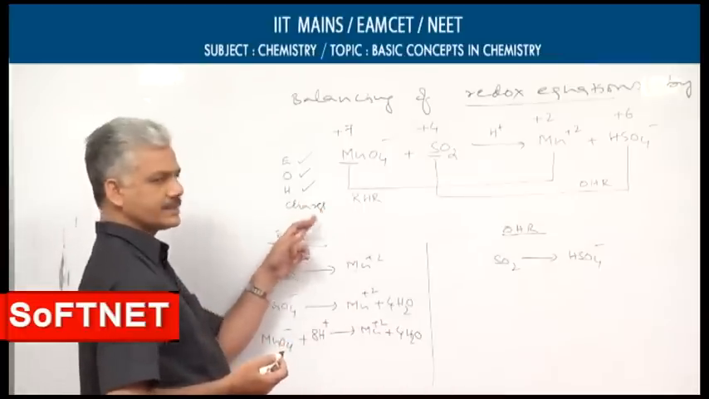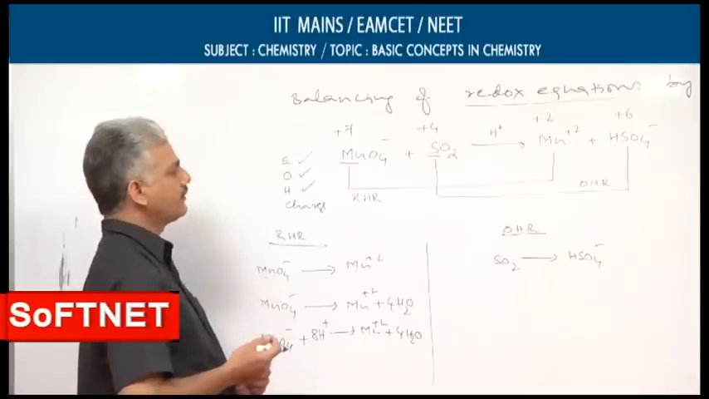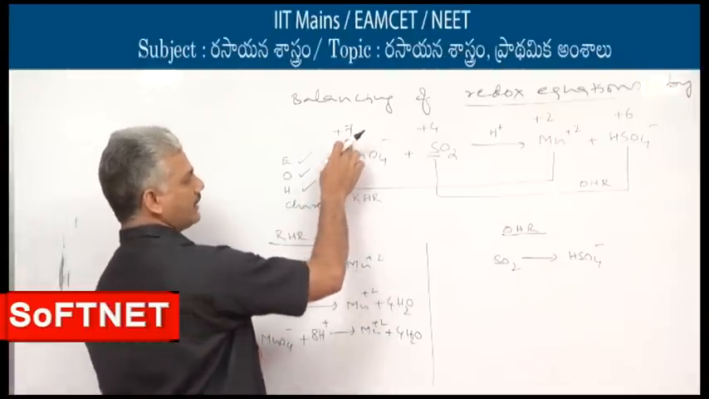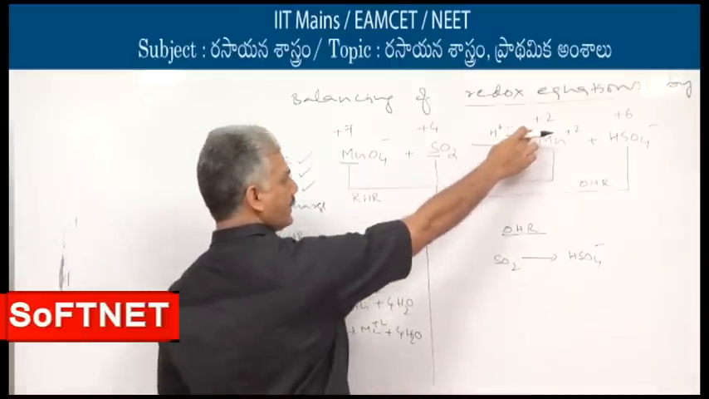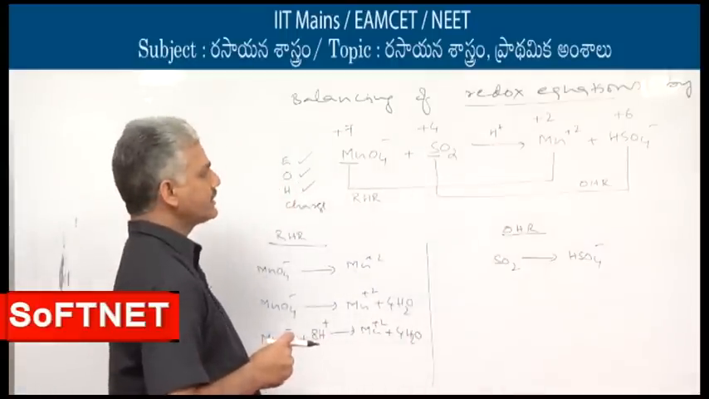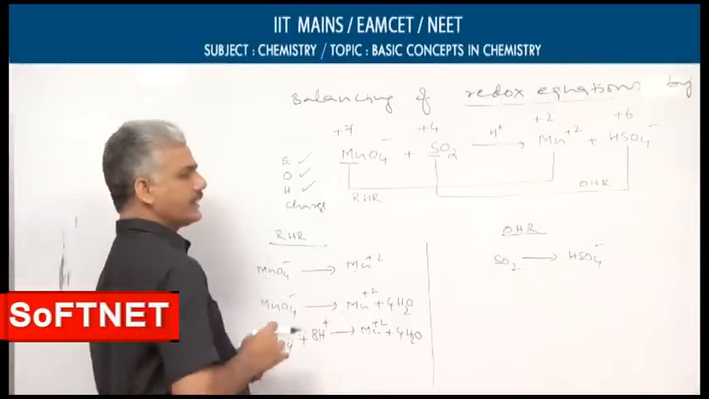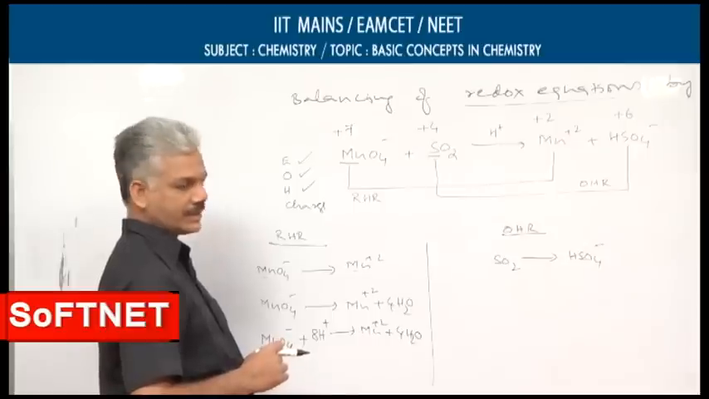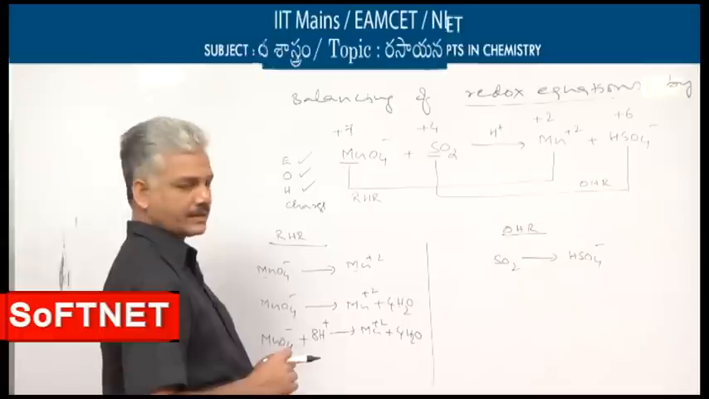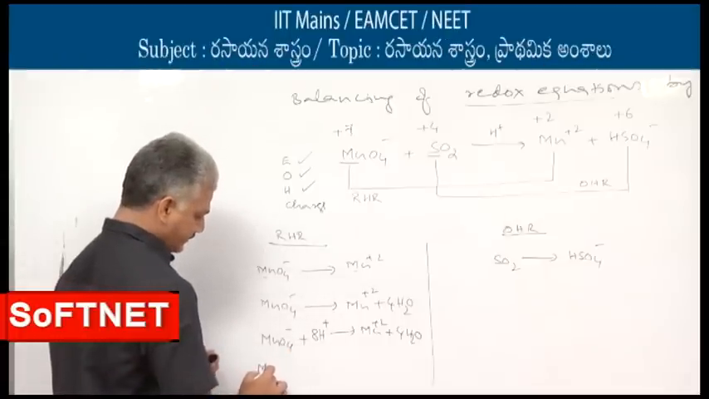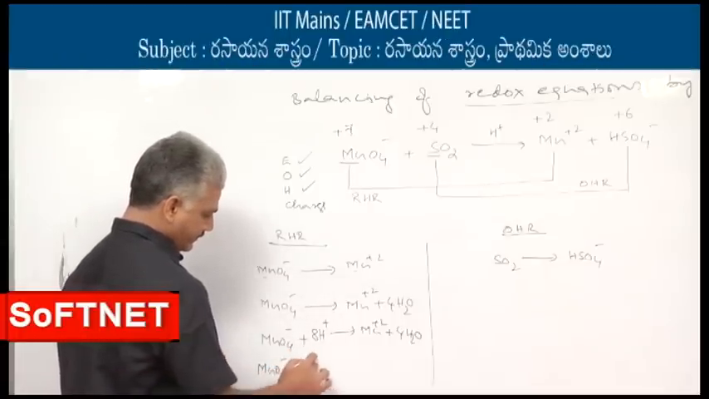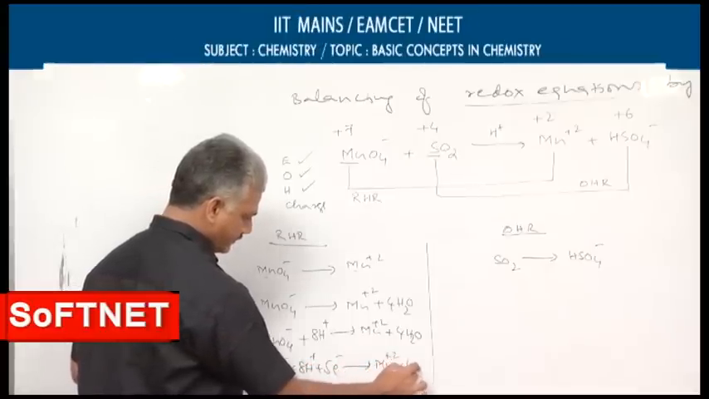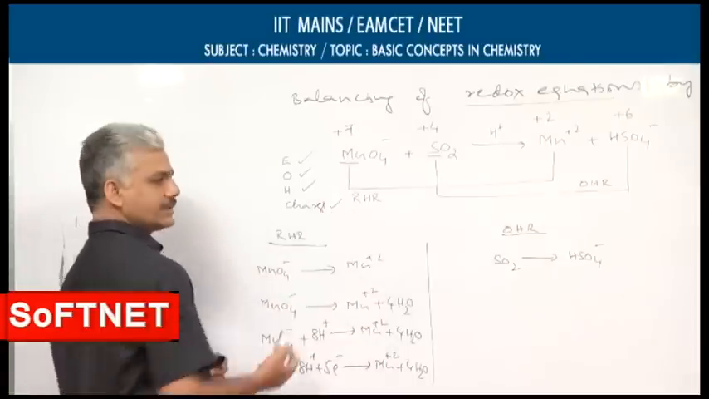Finally, we have to balance charge by means of electrons. For that purpose, the difference in oxidation state has to be taken. Initial oxidation state is +7, final oxidation state is +2. The difference is 5, and as it is reduction, it involves gain of electrons. Therefore, the difference in oxidation state is taken as the number of electrons on the reactant side. With this, we have balanced the charge.